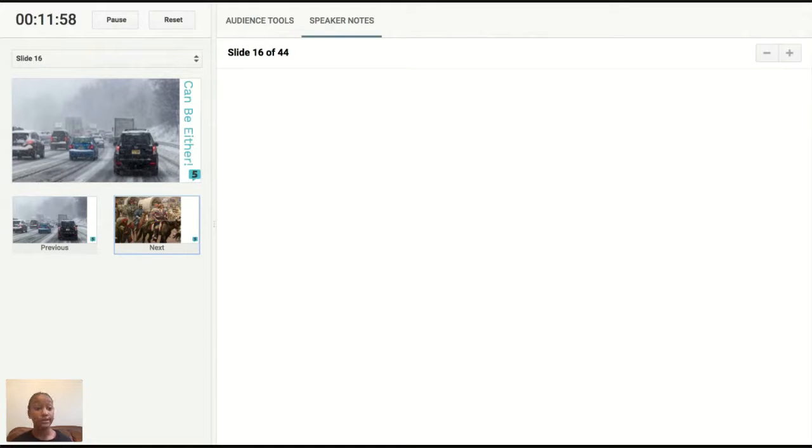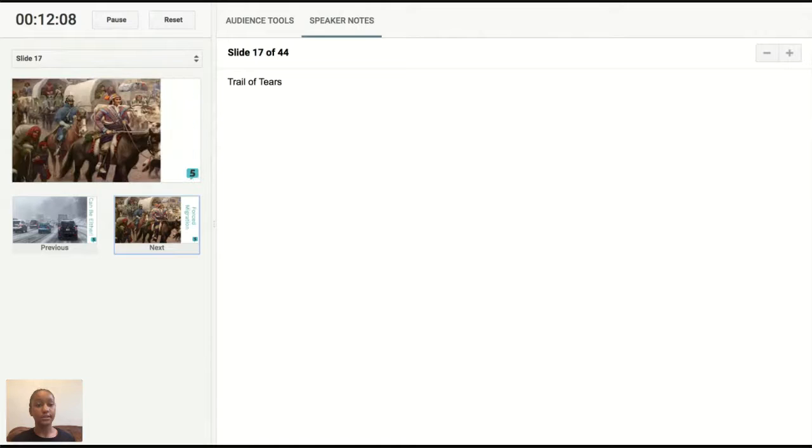We don't know exactly what's going on. We just know that they're leaving and it's cold. So we just use clues from what we have to draw a conclusion. Moving on to the next image. This actually depicts the Trail of Tears. If you don't know what that is, it's when the government said that Native Americans had to get off their homeland and were made to go live on reservations.